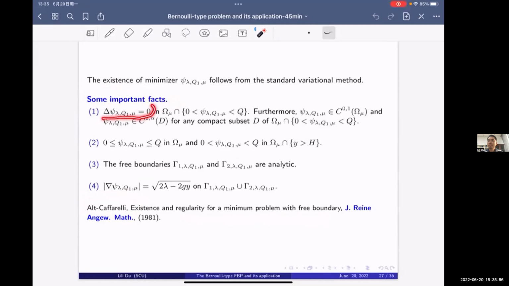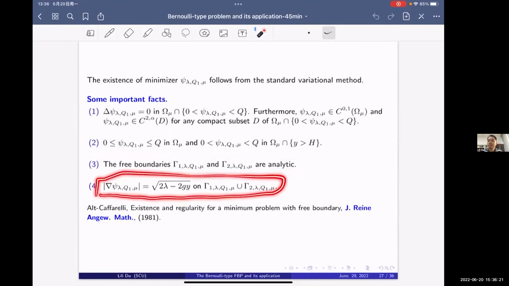Psi is a harmonic function in the fluid field. Moreover, psi belongs to the Lipschitz class and has an upper bound and a lower bound. And moreover, the free boundaries of the solution, gamma 1 and gamma 2, are analytic, and the Bernoulli-type free boundary condition is satisfied.